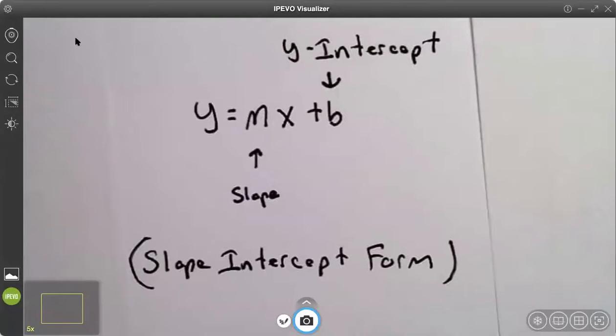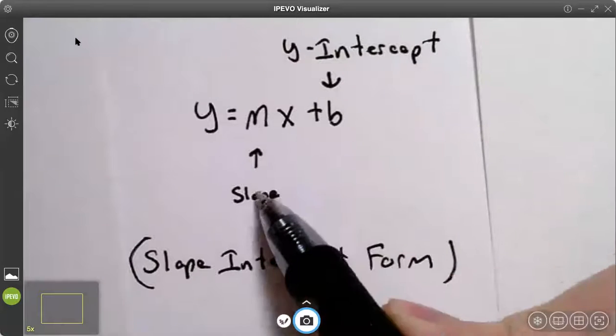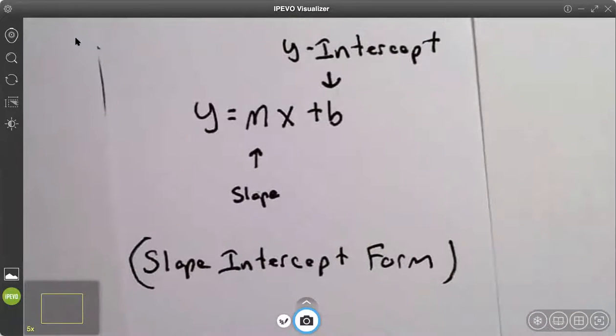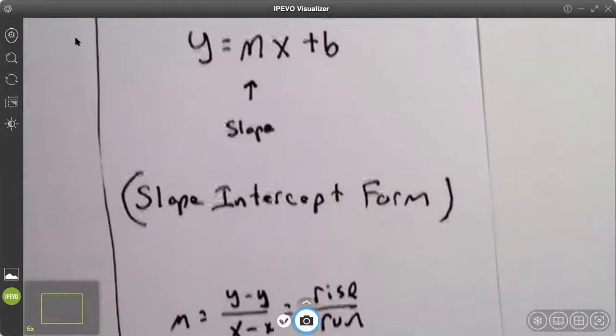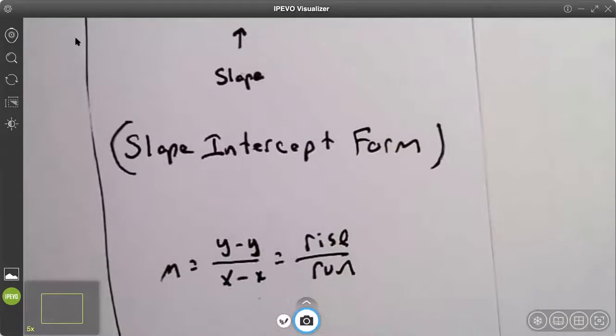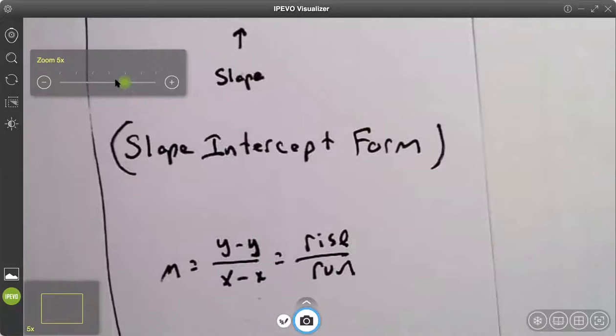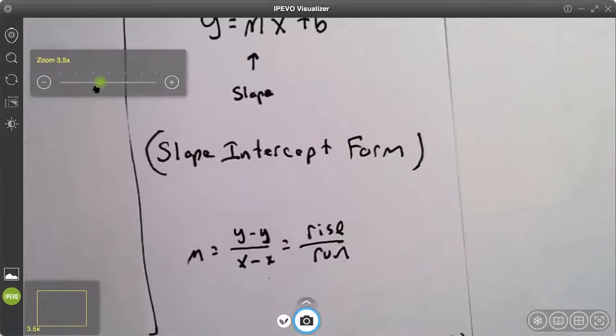So one more time, slope intercept form is y equals mx plus b. M is your slope, b is your y-intercept, and the slope formula is the difference in your y's over the difference in your x's, which is also rise over run. Slope is rise over run. It's the difference in your y values over the difference in your x values.